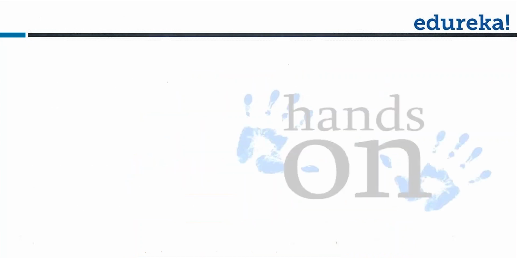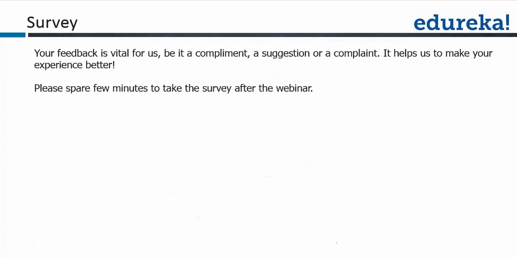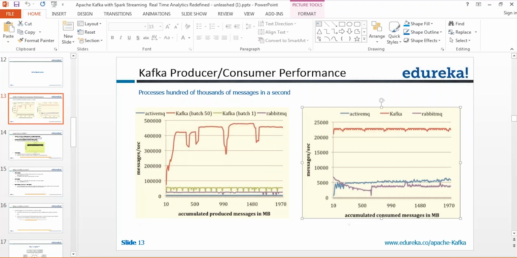Okay, and so on, let's talk about Kafka adoption and use cases. There are a number of companies who are using Kafka: Twitter, Spotify, Loggly, Mozilla, LinkedIn, and so many other companies also, which are not such big, but these are also using Kafka. All the application monitoring and real-time monitoring companies are also using it.